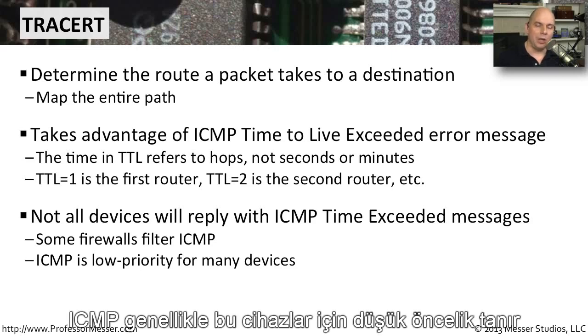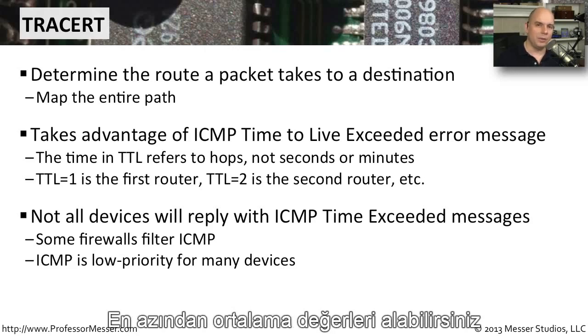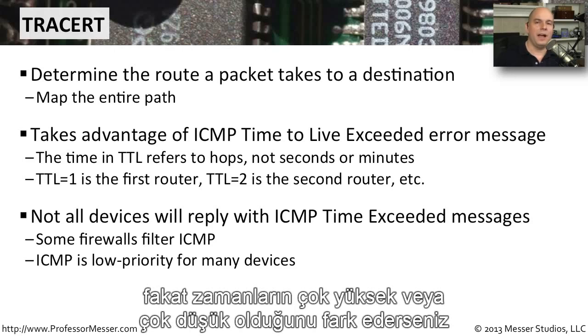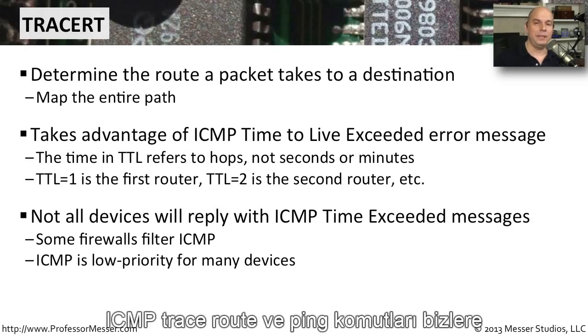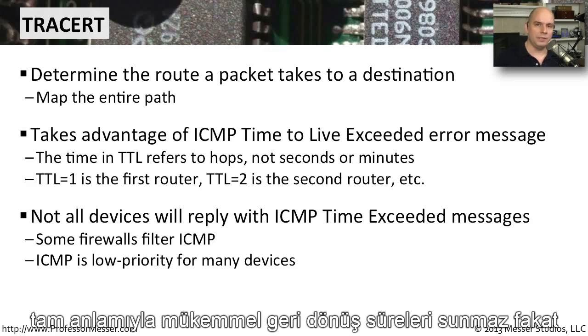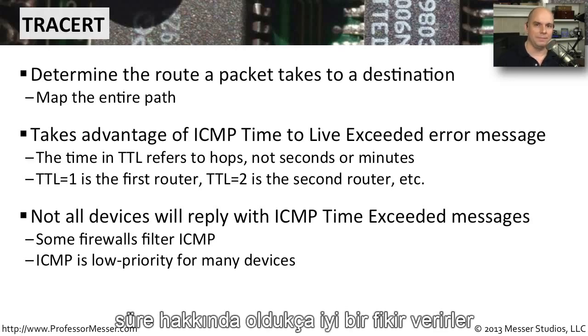ICMP is generally a low priority for these devices, so you'll notice sometimes wide swings in the amount of response times or round trip times that you're getting. You can generally take an average and at least understand, but if you notice that the times are going very high and very low, just keep in mind that it may be that those particular devices are busy doing other things at the time. ICMP, traceroute, the ping commands that we use are not necessarily a perfect representation of round trip time, but they should give you a pretty good idea of how long it's taking to get a packet out to a device and back to you again.